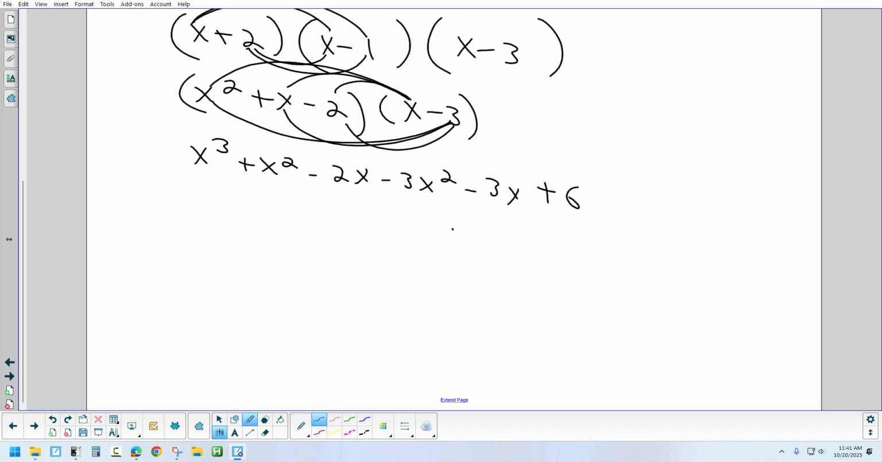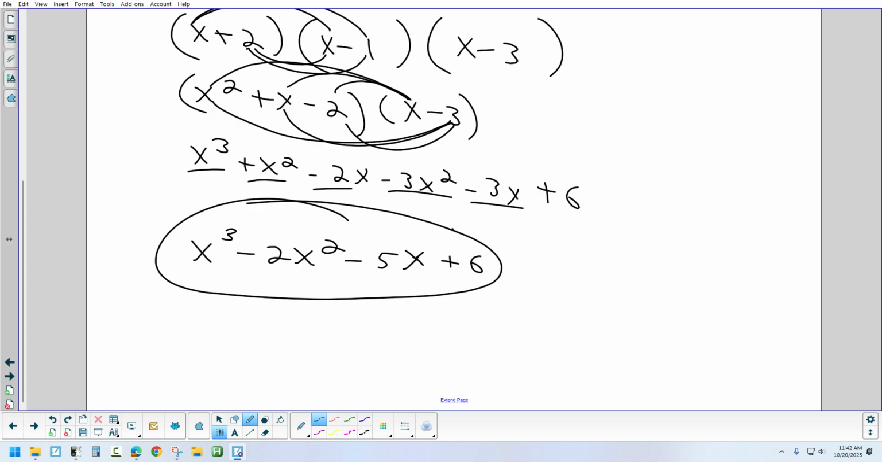Okay. Now we got to just combine any like terms that we can. X cubed, we don't have anything with that. Do I have any x squareds I can combine? What do we get when we combine them? -2x squared. Any x's that I can combine? How much? -5x. Anything else that's left over? 6. +6.